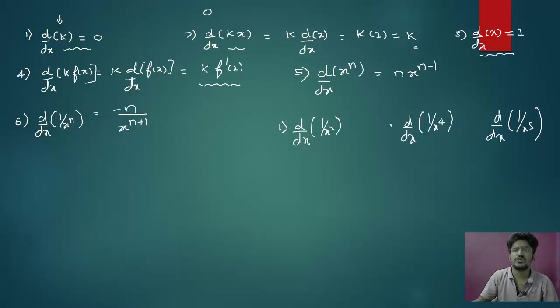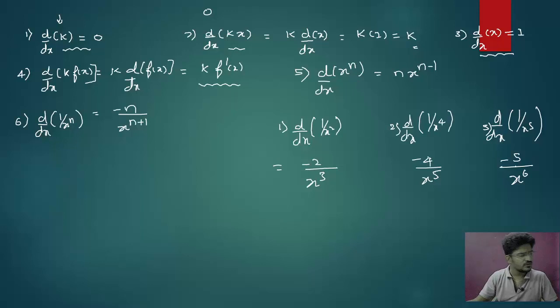You simplify them in one shot. First you simplify them before you go to the next formula. Simplify them and check whether you get the right answer or not. What is the right answer for this? Minus 2 divided by x to the power of 3, minus 4 divided by x to the power of 5, minus 5 divided by x to the power of 6. Okay, so these are the formulas that you have to remember so that you can understand them.